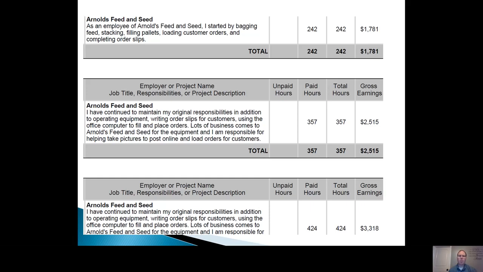But as we read the description, what I really want you to pay attention to here, he started out bagging feed, stacking, filling pallets, loading customer orders, completing order slips. So very basic, very entry-level feed mill. You see by the second year, he's using the office computer. He's dealing with equipment. He's taking pictures to post online. And so we see that growth over time.